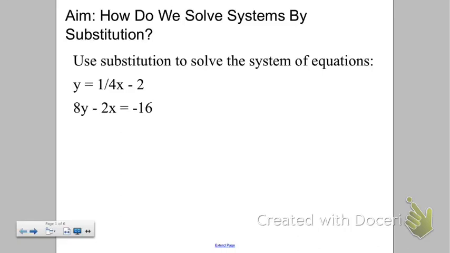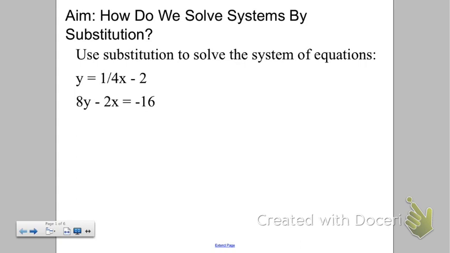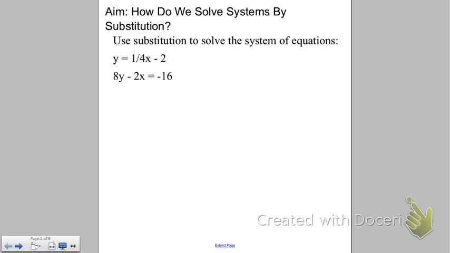Today's lesson is on how do we solve a system by substitution. Use substitution to solve the following system of equations. y equals 1/4 x minus 2, 8y minus 2x equals negative 16. Take a second to copy down the question.